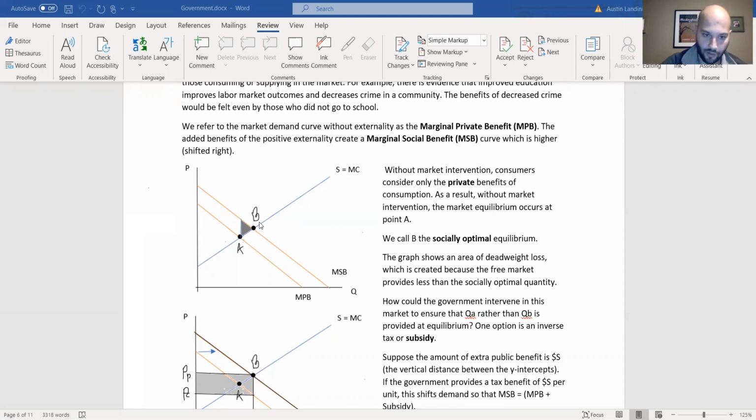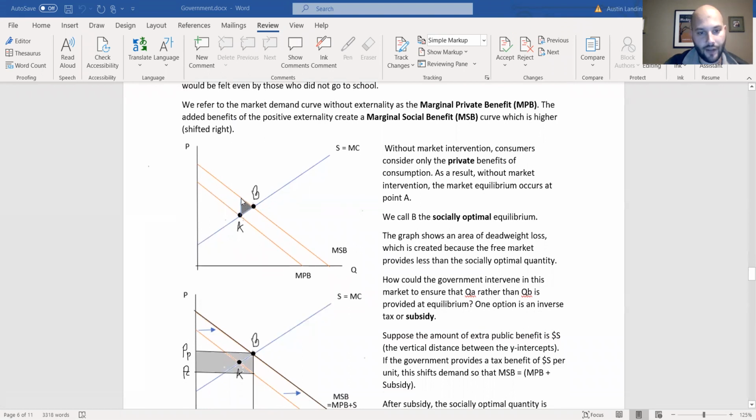If consumers were considering the benefits of education to everybody in the community, then they would choose a higher quantity, which is B. And so here we actually have a case where the market equilibrium is lower than what we call the socially optimal equilibrium. And so there's an area of deadweight loss created if we don't have market intervention.